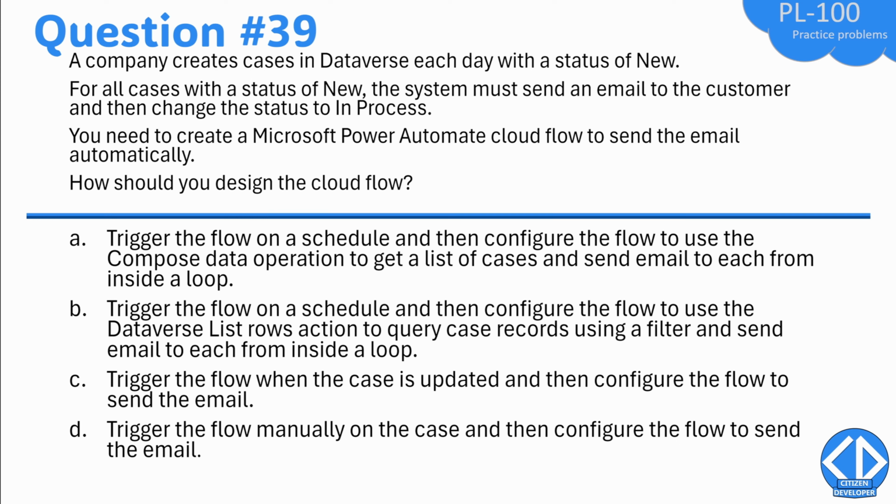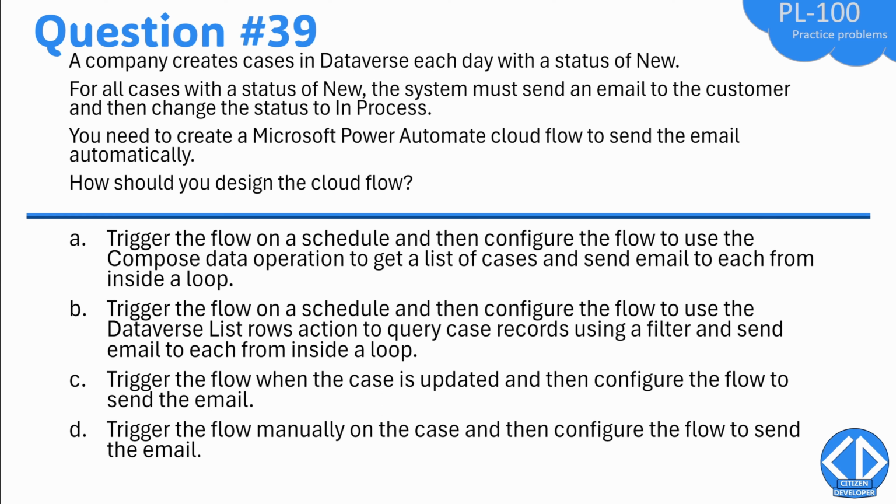We want to find all of the cases with a status of new, and then send an email to those customers of all of those cases, and then mark all of those cases as in progress. Change the status. So question A says trigger the flow on a schedule, and then configure the flow to use the compose data operation to get a list of cases. That can't be done with compose, so I think that crosses off A.